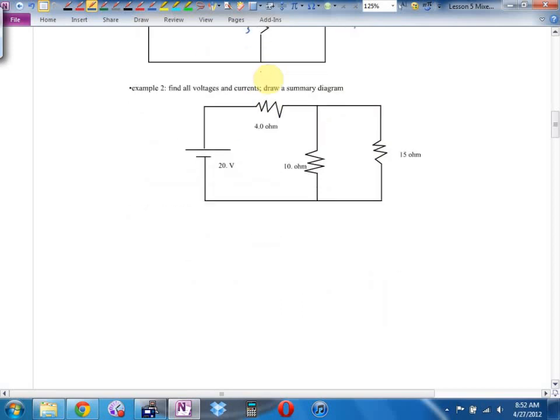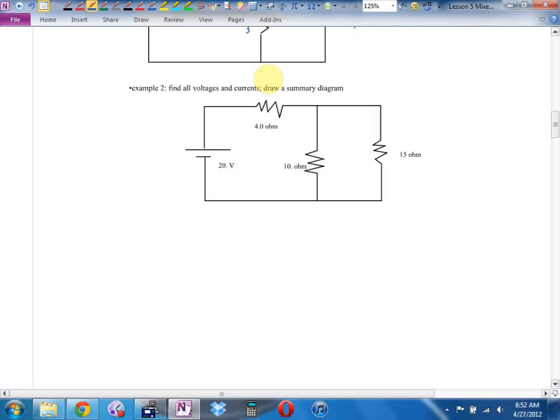Example 2. It says find all voltages and currents and draw a summary diagram. Okay. Before I start combining resistors, Connor, I always try and spot, is there somewhere they've told me 2 pieces of information? Because if I can figure out the current with Kirchhoff's laws, I can save myself all that 1 over R1, 1 over R2. Sometimes I'll have to. Often I won't. Have they told me, is there any resistor where they told me 2 pieces of information, Connor? Okay, that would have been nice.